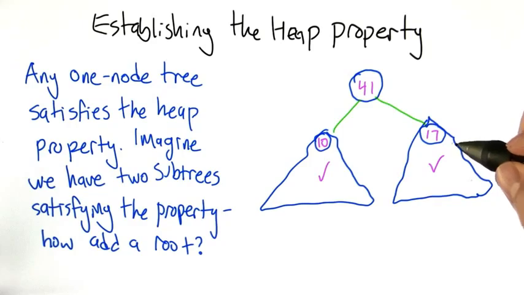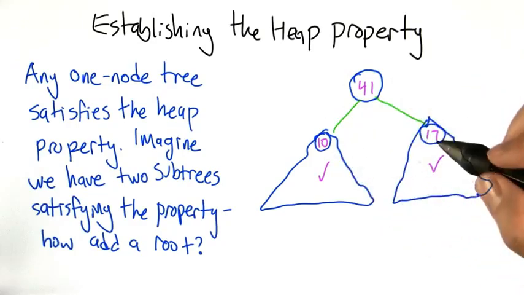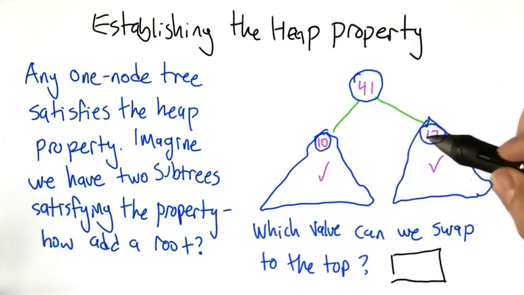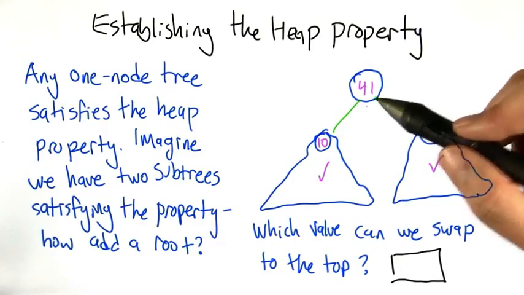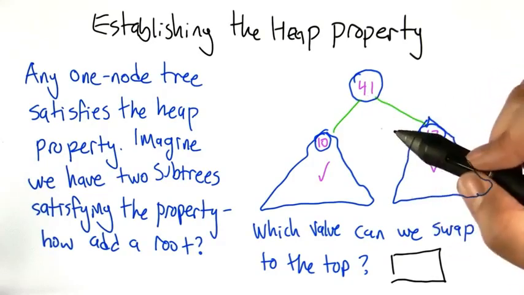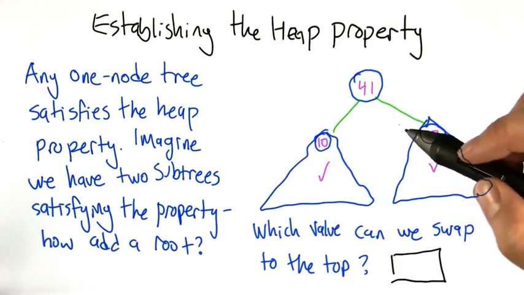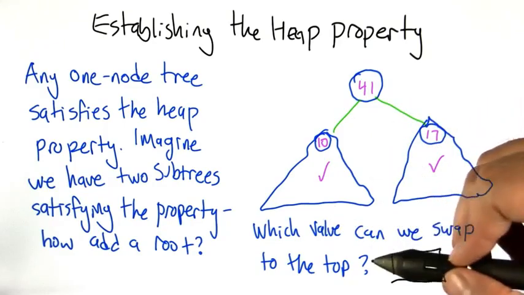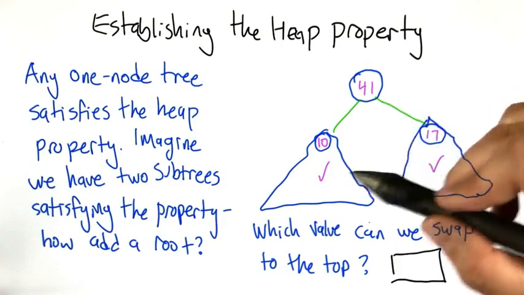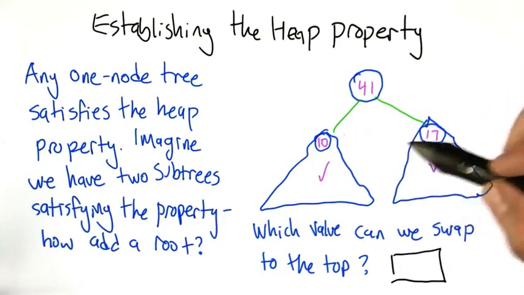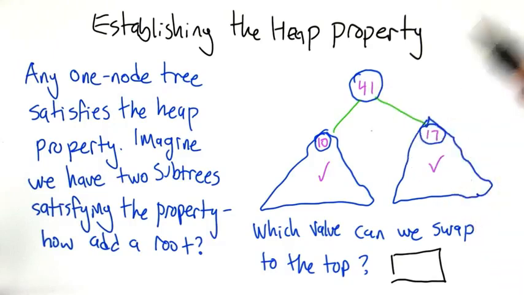So what do we do at this point? We need the heap property to hold everywhere for this to actually be a heap. So what can we do? Well, with respect to these three nodes, we're going to need to change something to establish the heap property, at least locally. So the first thing we're going to do is some swapping around. Which value can we swap to the top to move things in the direction of establishing the heap property? So which of these values should be at the root here? Write the answer in the box.